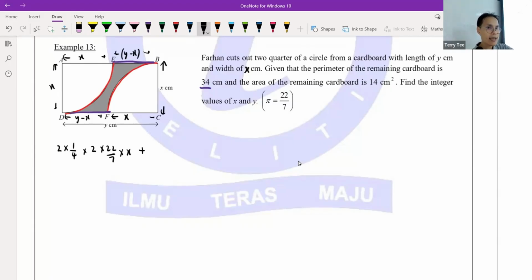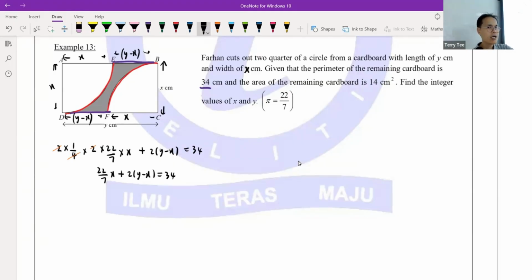See this y minus x, this y minus x. So we have 2 of y minus x. And the result is 34. Now, can we cancel this? I can cancel 4 and 2 and 2. So you got 22 over 7, right? Okay, 22 over 7x plus 2 of y minus x equals 34.